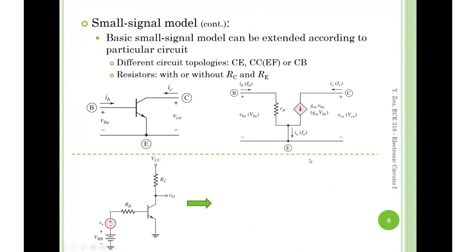So I don't think I need to teach anything, but I'll give you one minute to find the small signal circuit for this given circuit here. One minute. Go ahead. Small signal circuit for it. Go ahead.